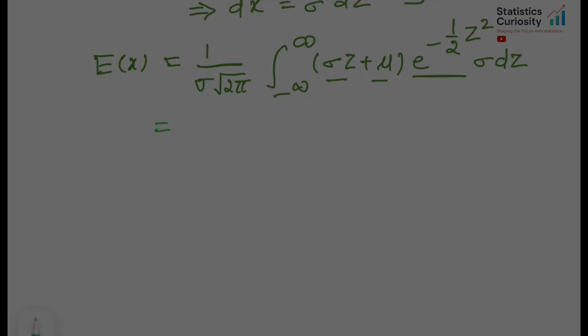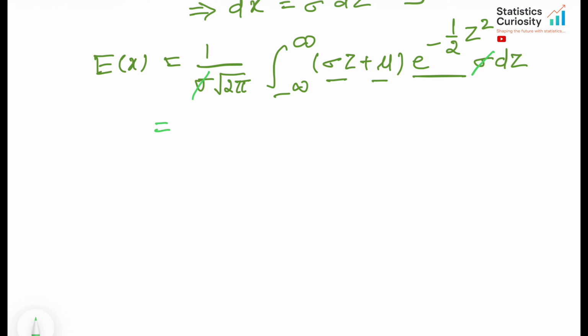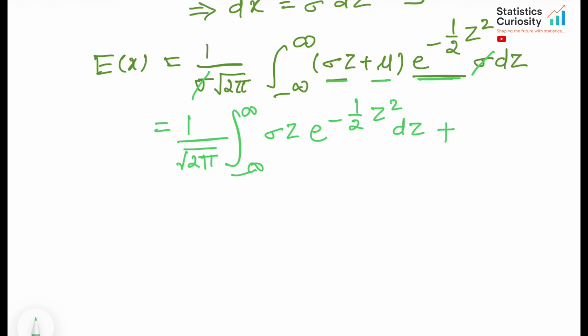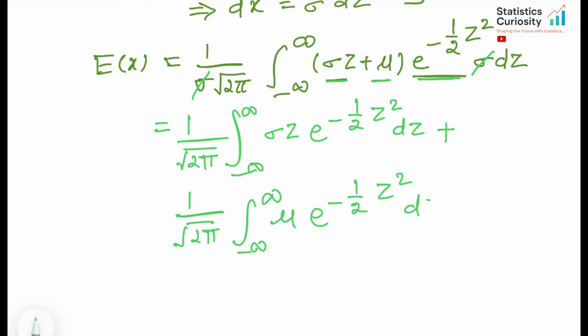Now this sigma will cancel this sigma, and you will multiply this sigma z with this function and this mu with this function. So you will have two different functions over here. One is 1 upon root 2 pi, integral from minus infinity to infinity of sigma z multiplied by e raised to the power minus 1 by 2 z square dz, and plus 1 upon under root 2 pi, integral from minus infinity to infinity of mu multiplied by e raised to the power minus 1 by 2 z square dz.